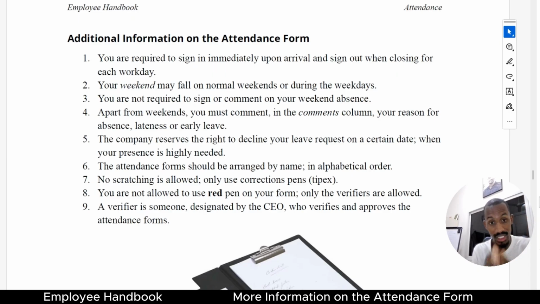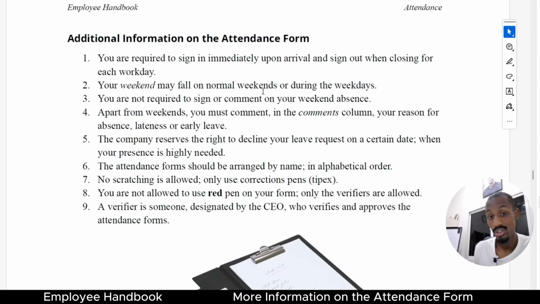Immediately when you come, before you even greet people, go and sign. And when you are leaving, before you leave, sign out. Don't wait until later, or until the afternoon to go and sign, or when you are closing, say let me sign the opening time there. You should not do that. You should sign in on time and sign out on time for each work day. All right.